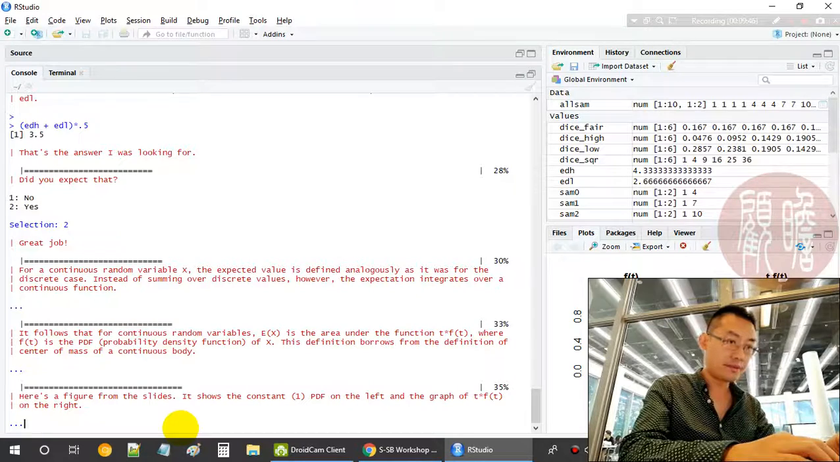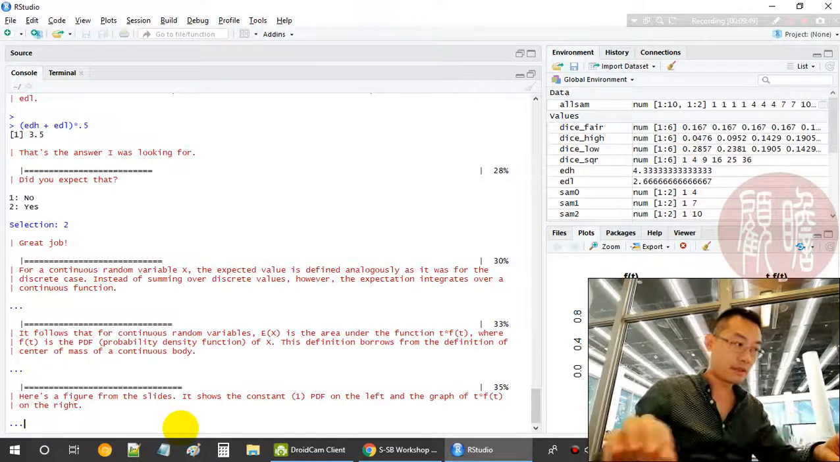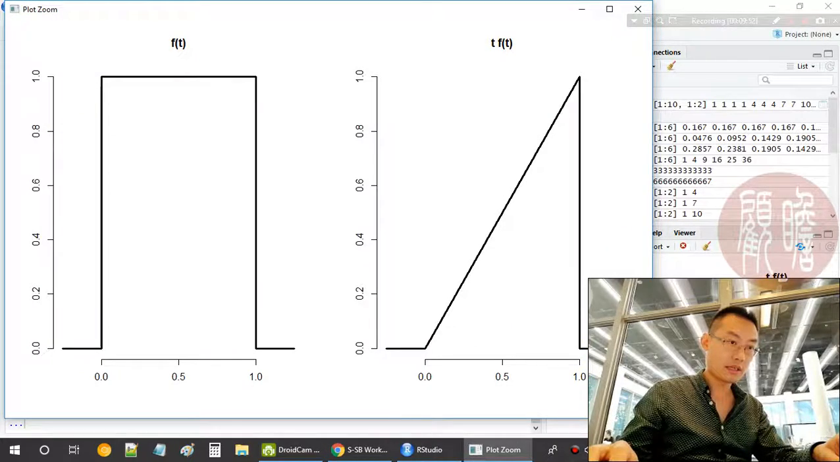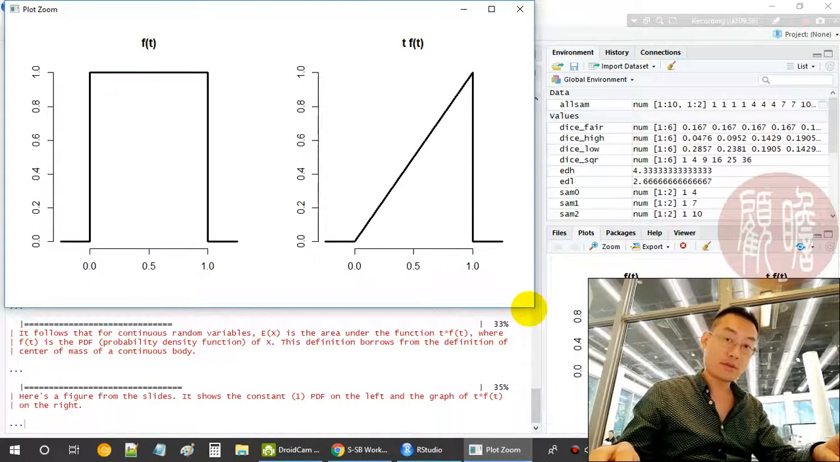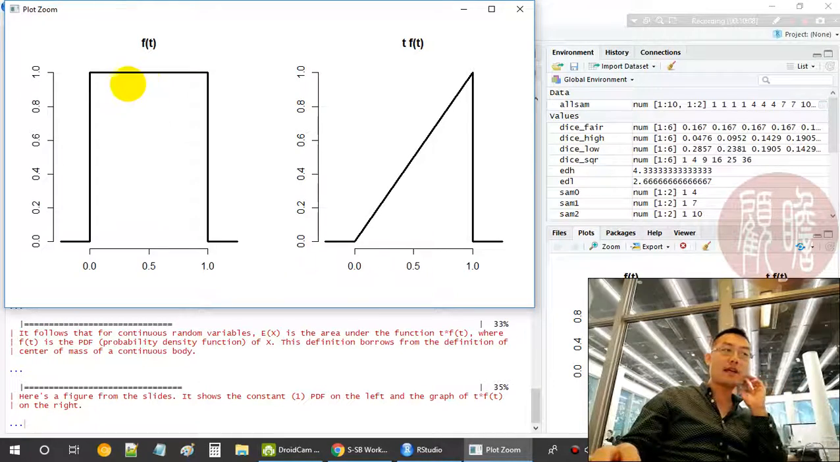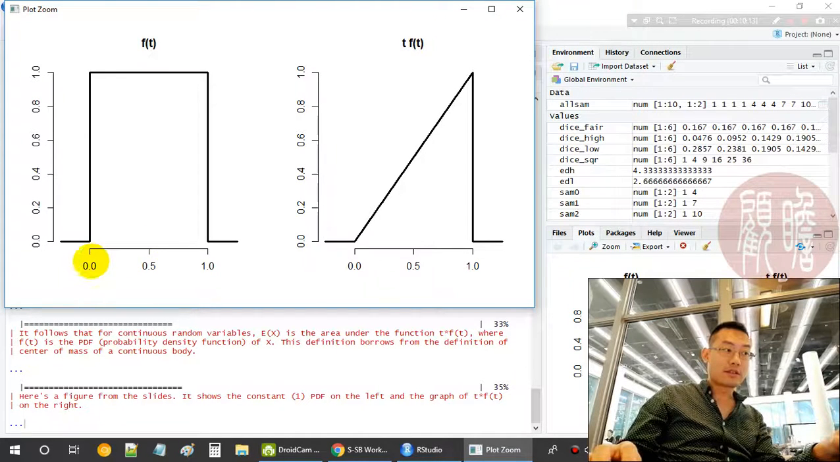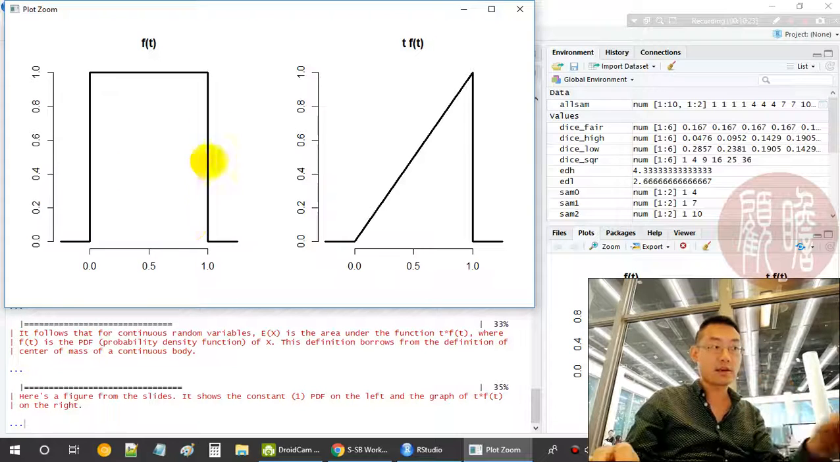Okay, theory. Here is a figure. It shows the constant 1 probability density function on the left and the graph of t times f(t) on the right. The area under this probability density function is 1. Why is it 1? The scale goes from 0 to 1 on the x-axis, and the y-axis height is 1, so 1 times 1 equals 1. This is a square box, and the area under the curve is 1.